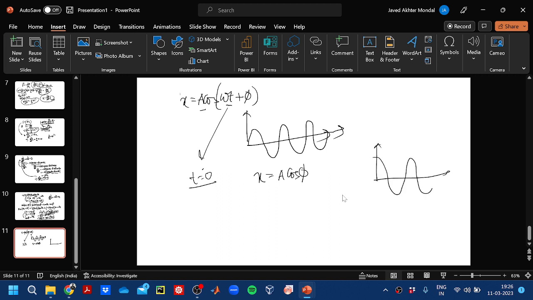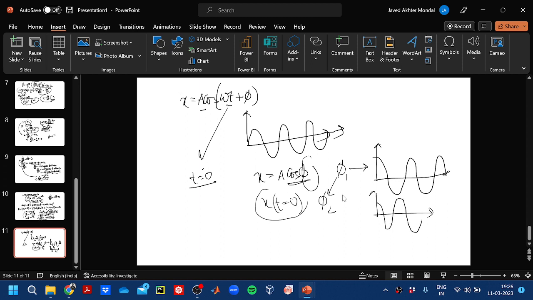So suppose we have a graph of this kind. Now if we change phi, then this value will change. That means the value of x at time t equal to 0 will change. So suppose for a fixed value phi 1 we are getting this. Now if we change phi from phi 1 to phi 2, this value of x at initial time will change. So the curve will look something like this.